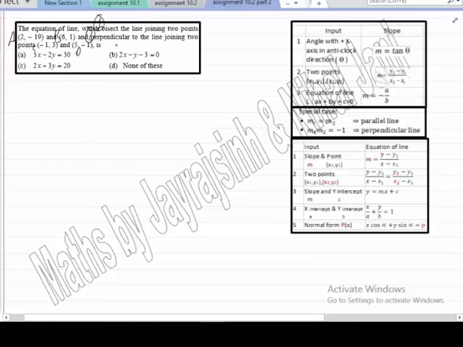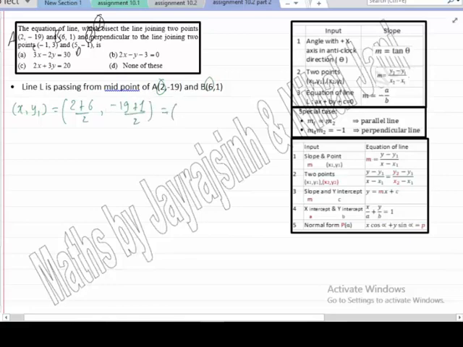The first condition is that line L must bisect the segment AB. That means the line must be passing through the midpoint of A and B. So that point is important for us. Let's find the midpoint, and call it (x1, y1). The sum of the x coordinates by 2 and the sum of the y coordinates by 2, so we will get the point (4, -1). So the first condition is useful to get one point.